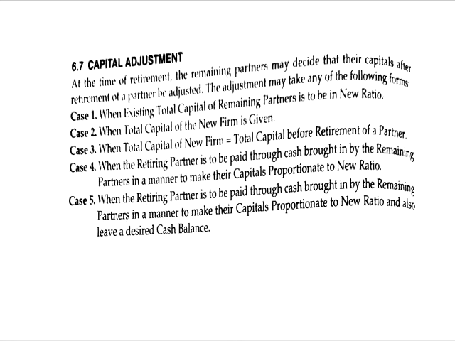See case 3: when the total capital of the new firm is equal to the total capital before the retirement of a partner. What do you mean by this? It means that without making any adjustment, the capital at the beginning will be compared with the capital of the new firm, and then the differences will be adjusted through excess or short, by withdrawing cash or by bringing cash into the firm.